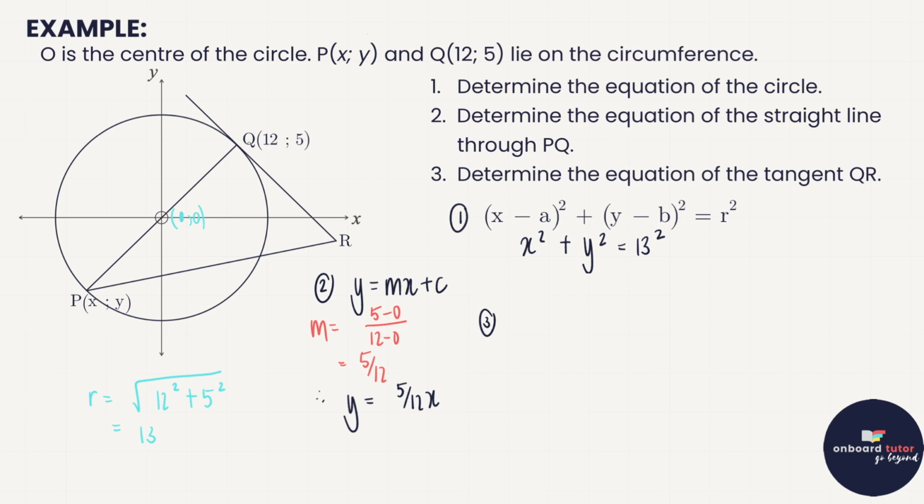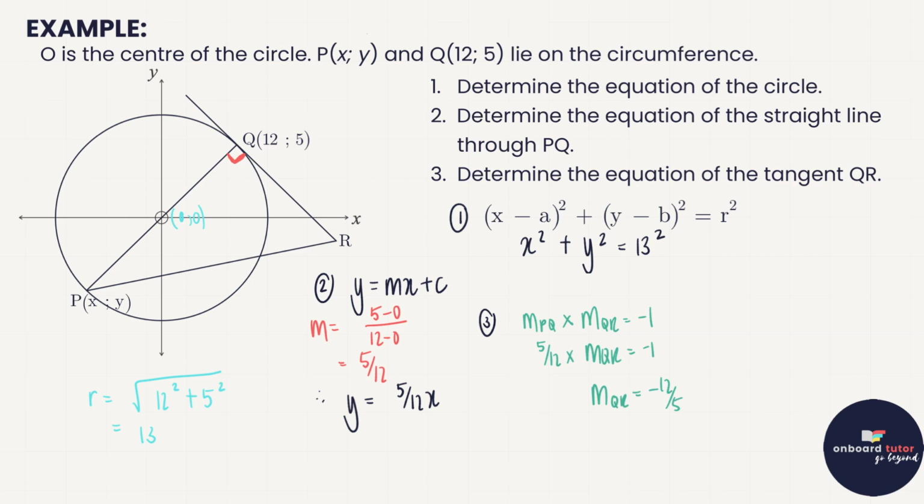What I said when we were looking at the terminology was that the tangent is always perpendicular to the diameter or the radius. That was one of our grade 11 theorems. So I can then say the gradient of PQ multiplied by the gradient of QR must equal -1. I've worked out the gradient of PQ. That was 5 over 12, times the gradient of QR equals -1. So now the gradient of QR is equal to -12 over 5, if I work that out.